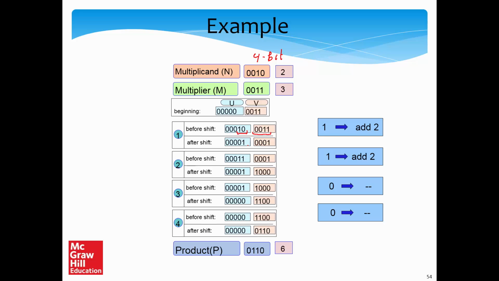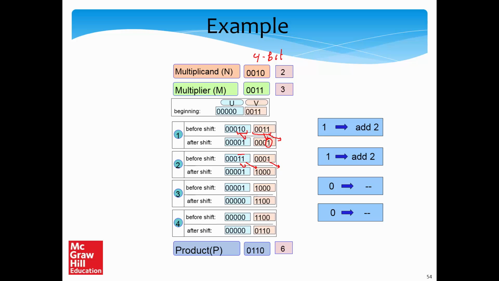Then we will do a right shift. Right shift means that this bit will come here and this bit will come here and this bit will essentially fall off. Then let's come to the next iteration. What is the least significant bit of V? It is 1. So again we'll add 2, which is the multiplicand. So 1 0 plus 1 makes it 1 1. The rest remains the same. And subsequently we shift. So this bit will come here, this bit will come here, and 1 will fall off.